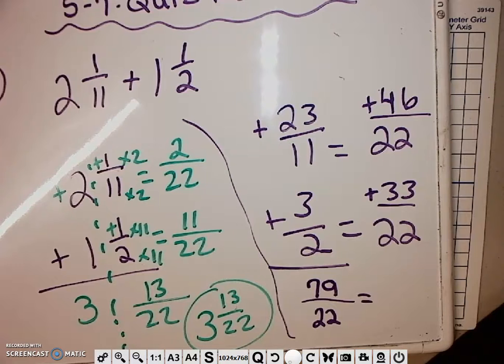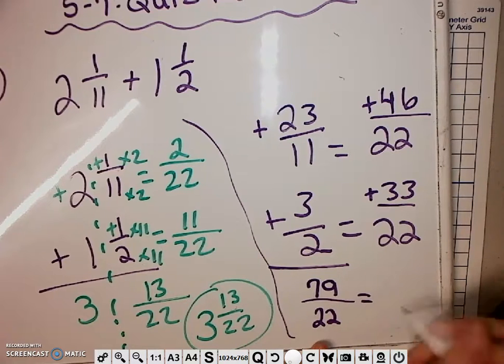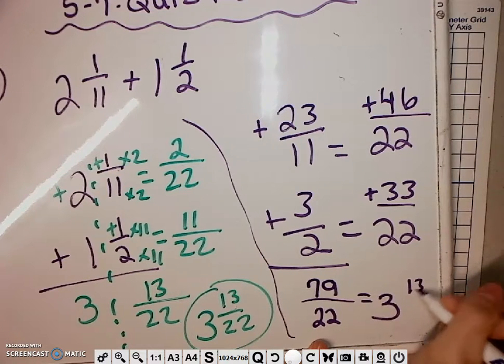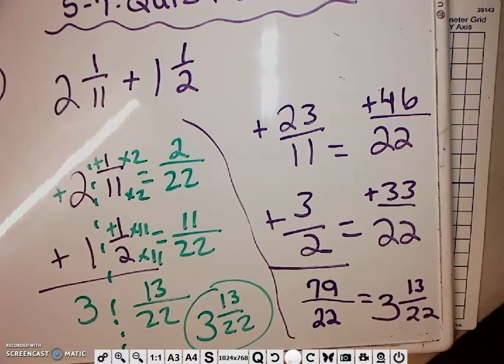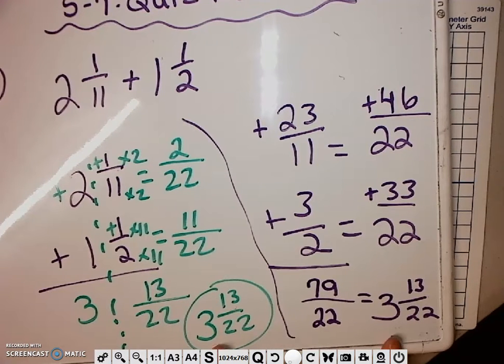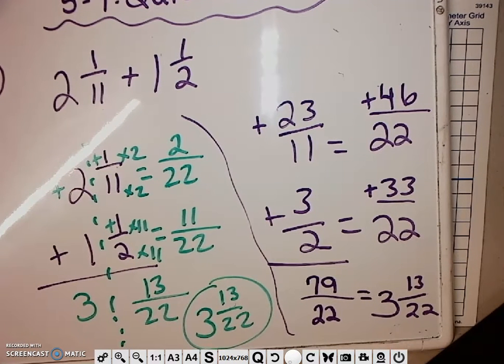Okay, and now I have to convert. So 22 goes into 79 3 times with 13 left over. So 3 and 13/22. Either way, I get the same answer. Okay?